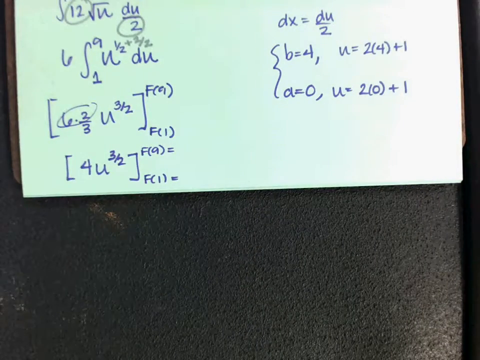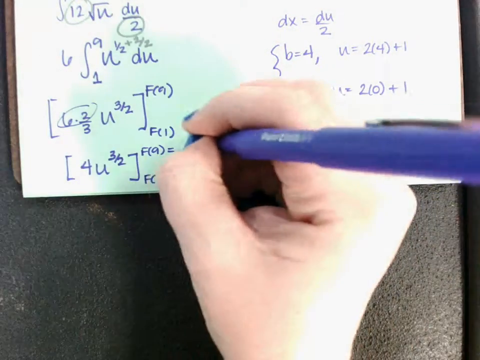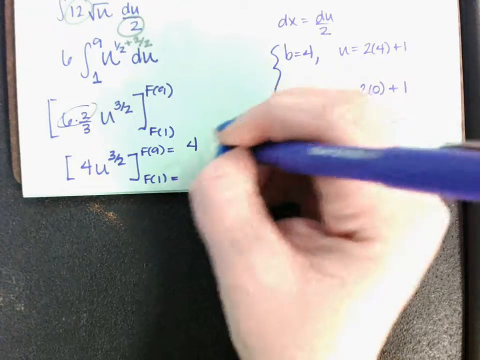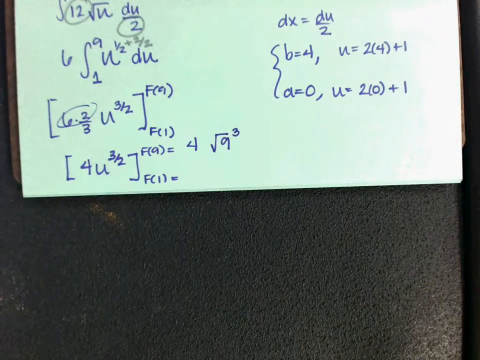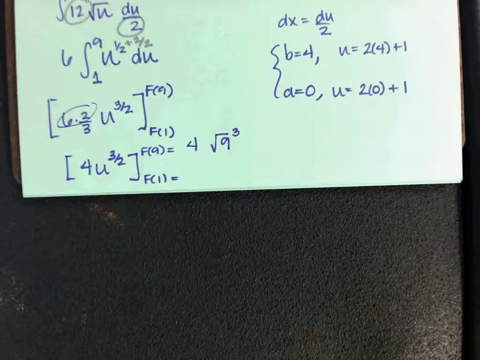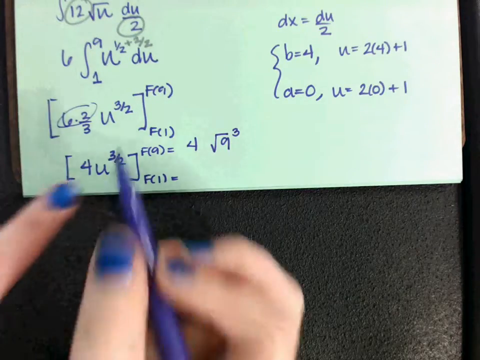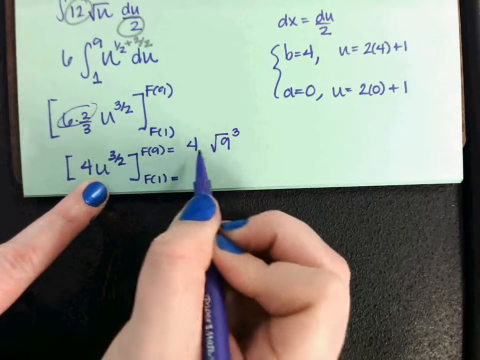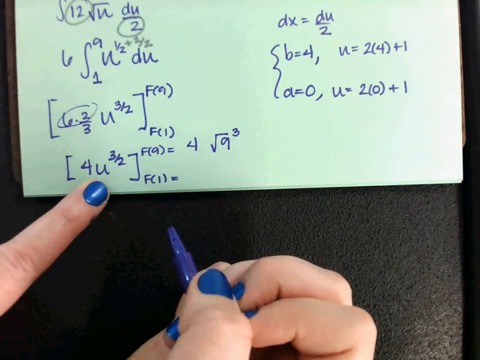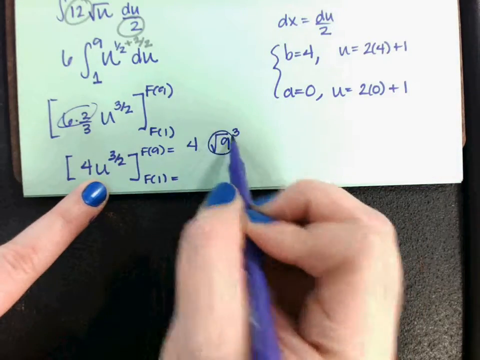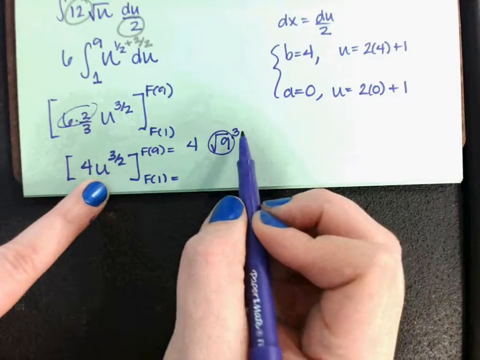So remember that u to the 3/2 is 9 to the 3 square rooted. Remember, the top number is the power. Okay, so that's why it's to the power of 3. And then this bottom number is the square root. It's the index of the root. So what's the square root of 9? 3, and then what's 3 cubed?